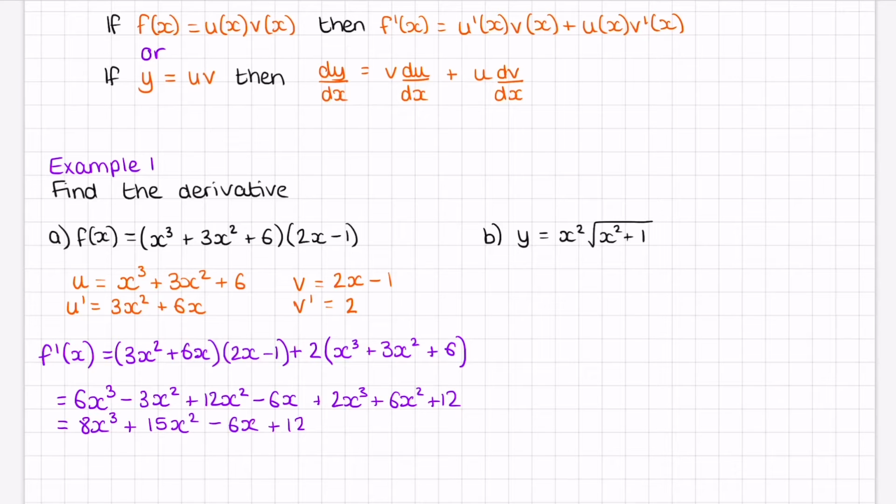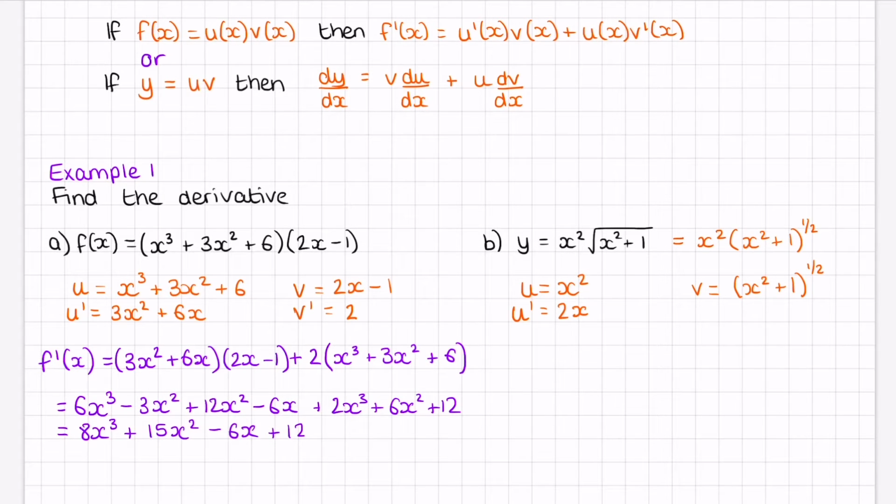All right, B, we have y equals x squared times by the square root of x squared plus 1. So first step here is to write this without the square root. So we'll have x squared times by x squared plus 1 to the power of a half. Now here you see we've got one function x squared multiplied by another function x squared plus 1 to the power of a half that both have x's in. So we need to find u and v. So u will be our x squared, v will be the x squared plus 1 to the power of a half. Derivative of u, 2x.